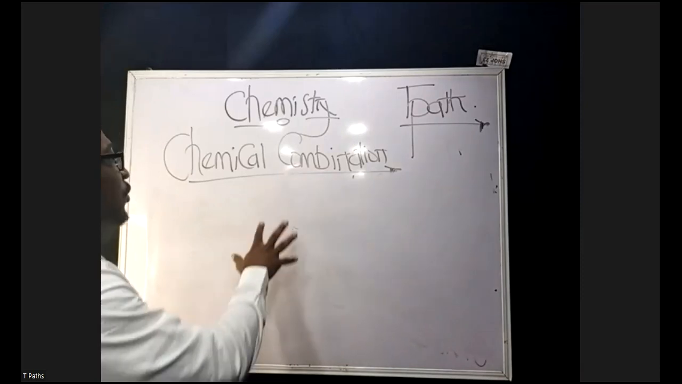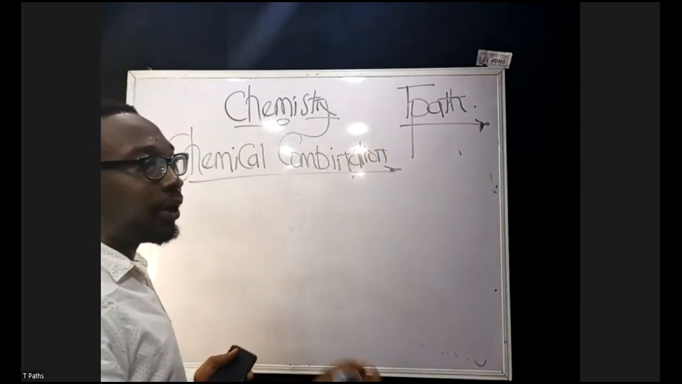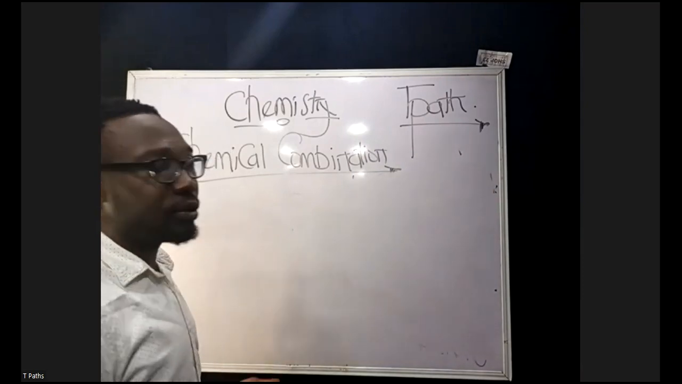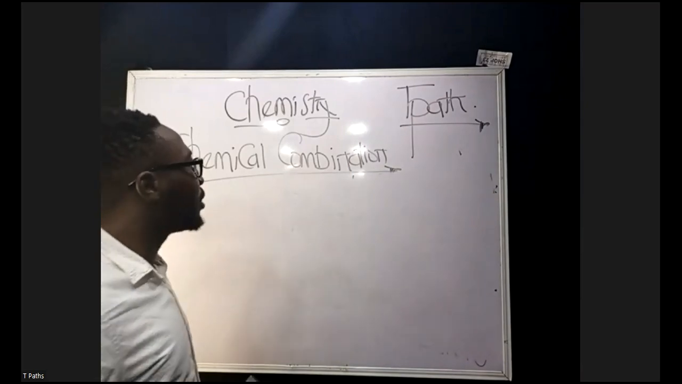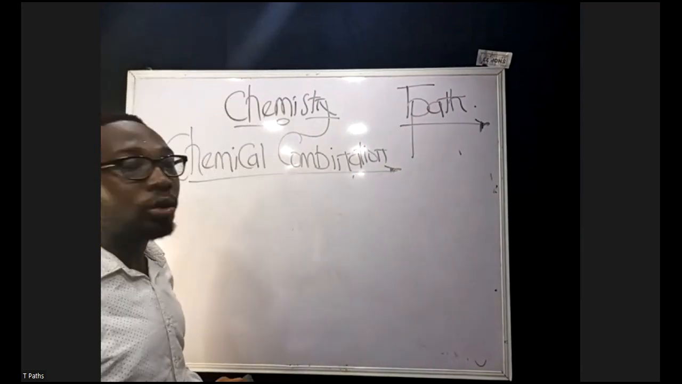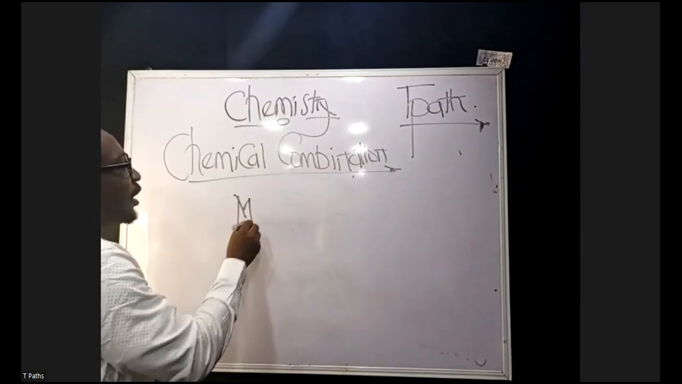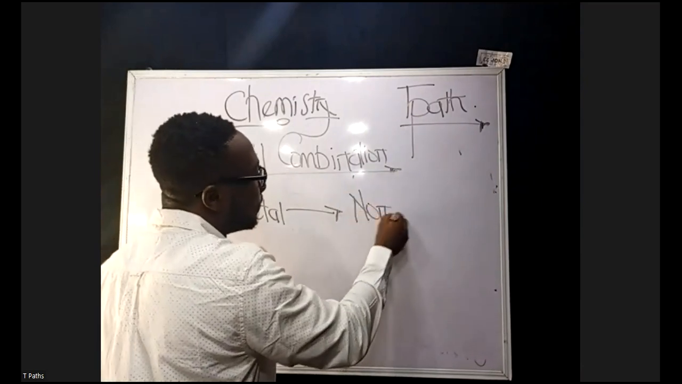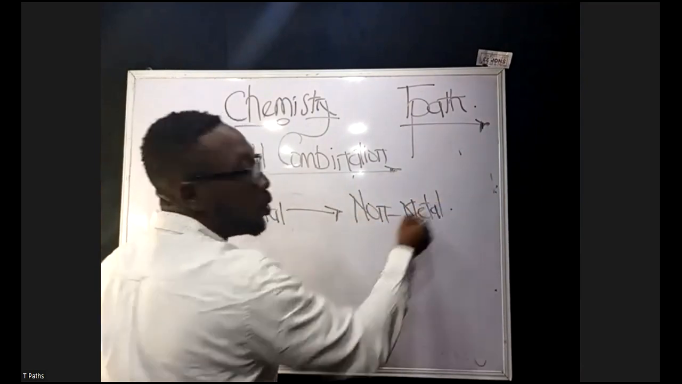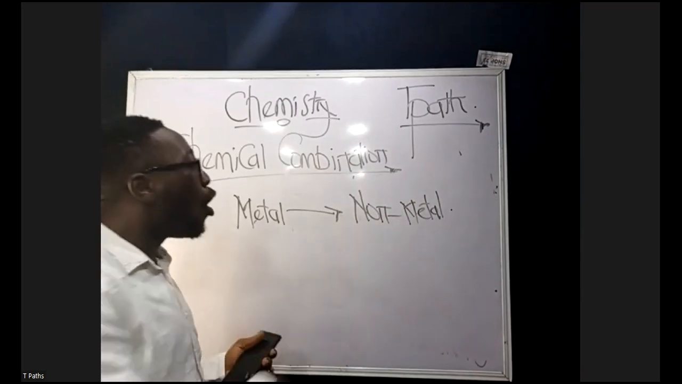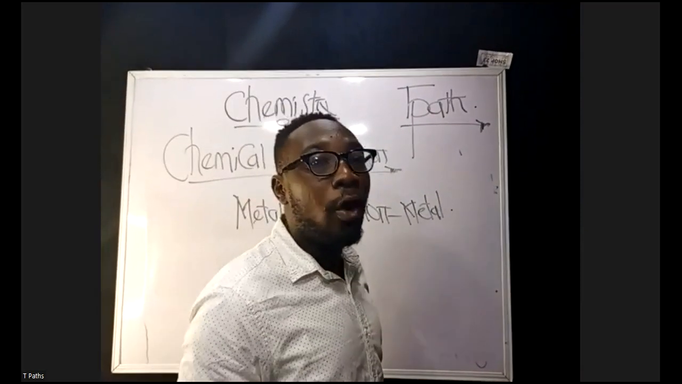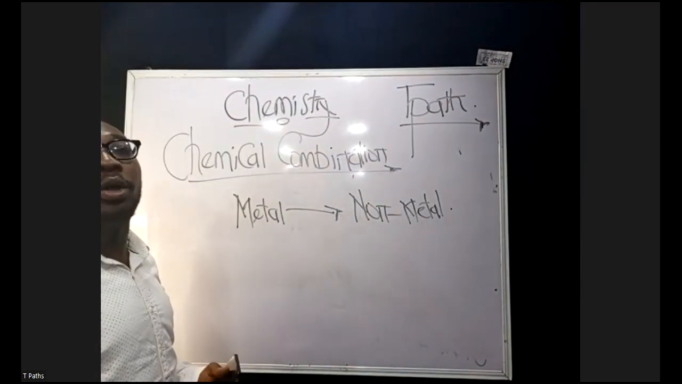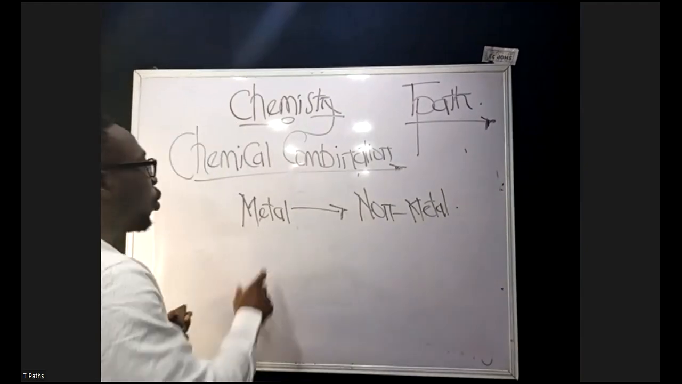Please note, in the transfer of electrons from an atom, the first atom that can transfer is a metal. So a metal is what transfers electrons to a non-metal to form what they call an electrovalent compound. Electrovalent bonding can also be called ionic bonding. Please note that it can also be called ionic bonding.